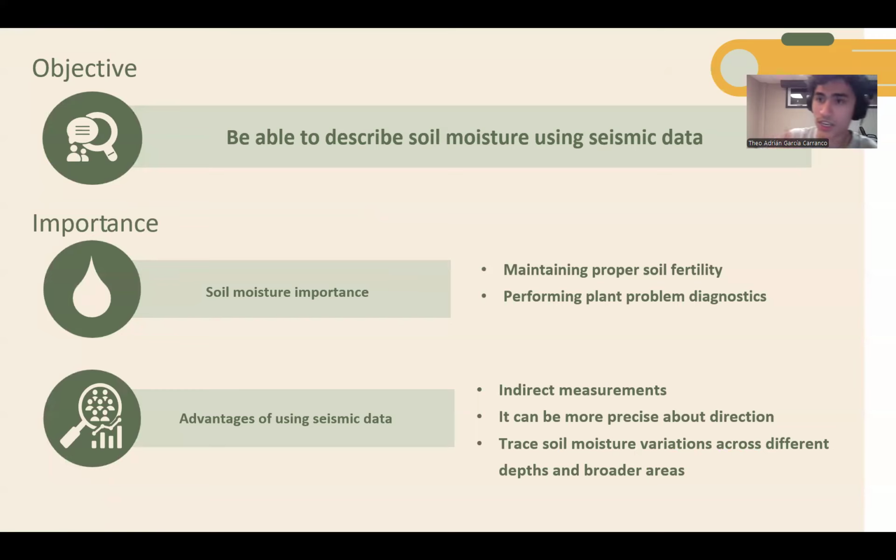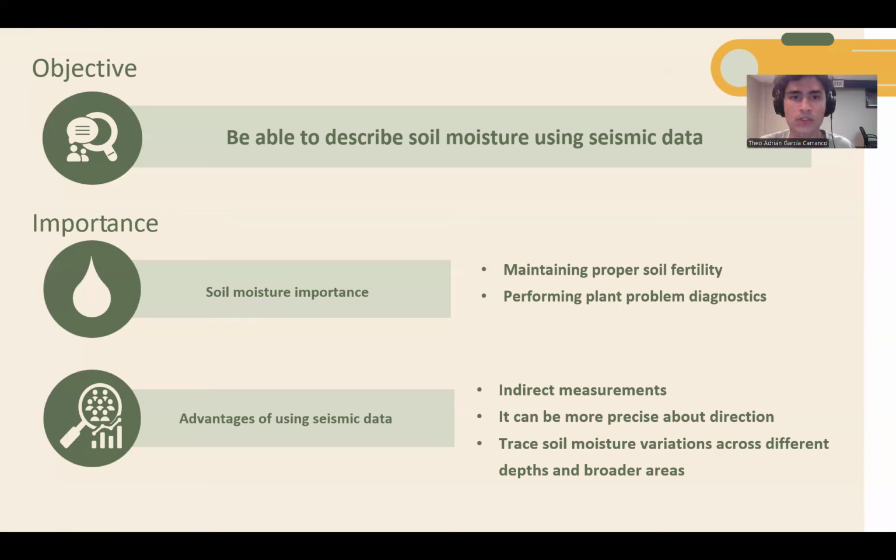Also, being able to detect it using seismic data is especially useful because seismic data is capable of getting data from nearby, from the soil on a bigger area. So it is an average of a lot more space, which could be a better indicator of the general soil moisture of the area. Theoretically, you can also specify the depth that you want, so you can see how the soil moisture is at different depths.